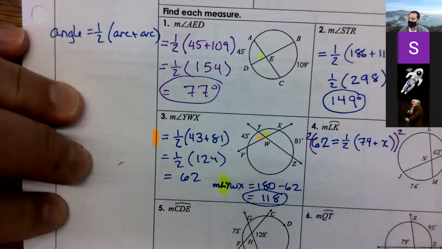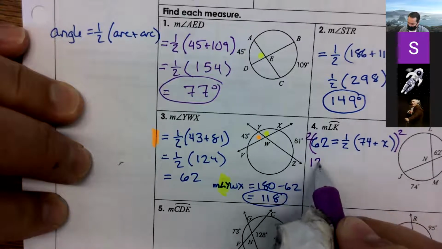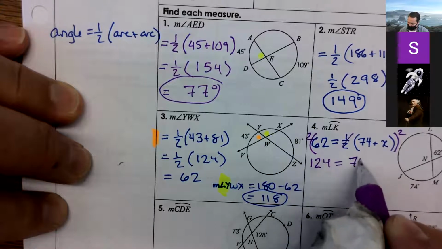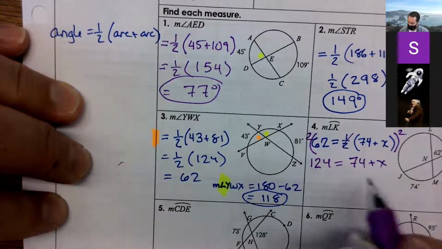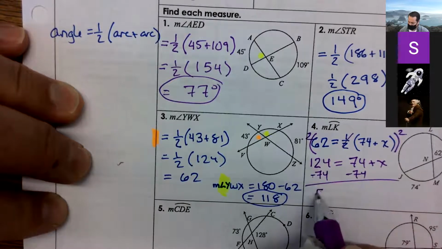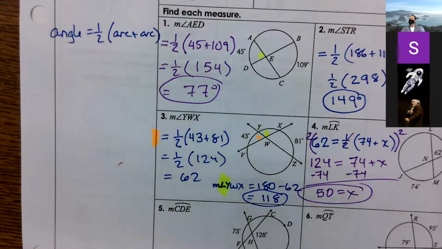Multiply everything by 2. That'll clear out our fraction here. So we'll get 124 equals, that cancels there, 74 plus X. And if I subtract 74, I confirm Nick's intuition that 50 is equal to X. I guess it isn't intuition, is it? It's just a different form of reasoning.